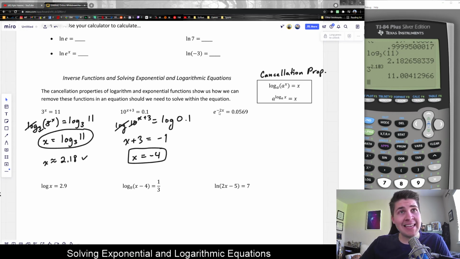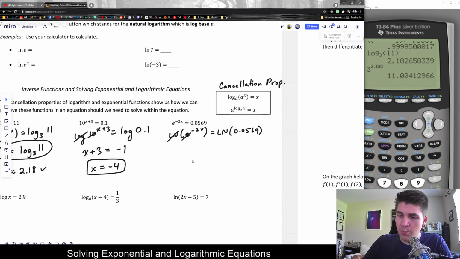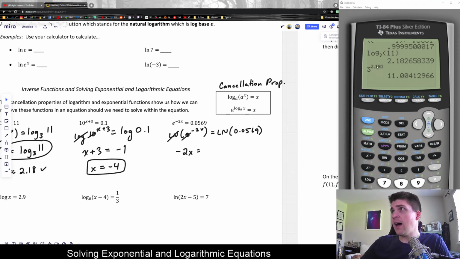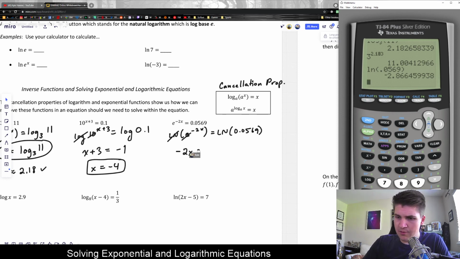Now, with dealing with e, the natural exponential function, ln is the inverse to e to the x. So if I want to cancel out base e, that's why ln is so important. So if I were to take the natural log of both sides, ln cancels e, again, as we looked at in the previous video, which will leave me with negative 2x is equal to the natural log of 0.0569. And again, I could use a calculator to approximate what that all is. It's going to be approximately, and I'll change my equal sign to the approximately symbol, which is just a good habit to get into, negative 2.87.